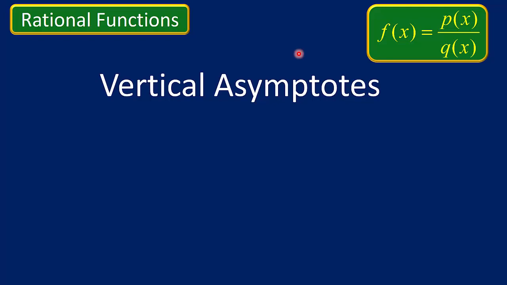To illustrate what a vertical asymptote is, I'll just look at a very basic rational function, 1 over x. And notice that the domain is any x, but x can't be 0. So in other words, x equals 0 is excluded from the domain. x equals 0 will make that denominator 0, which would make the function 1 over x undefined. But let's see what happens really close to x equals 0.